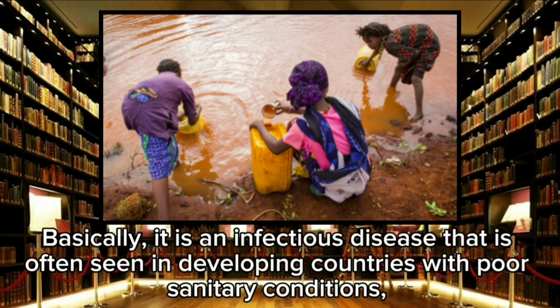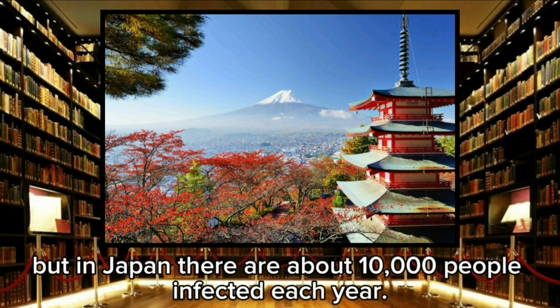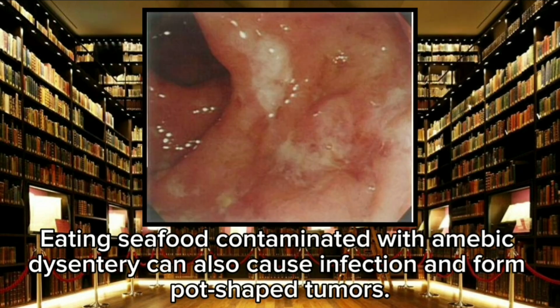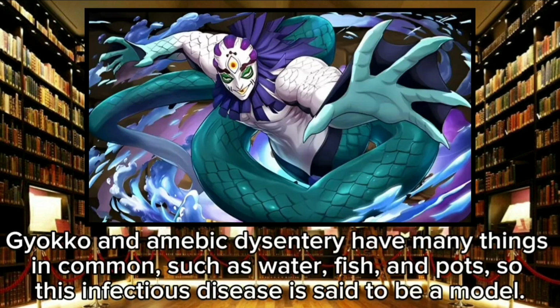Basically, it is an infectious disease that is often seen in developing countries with poor sanitary conditions, but in Japan there are about 10,000 people infected each year. Eating seafood contaminated with amoebic dysentery can also cause infection and form pot-shaped tumors. Gyokko and amoebic dysentery have many things in common, such as water, fish, and pots, so this infectious disease is said to be a model.